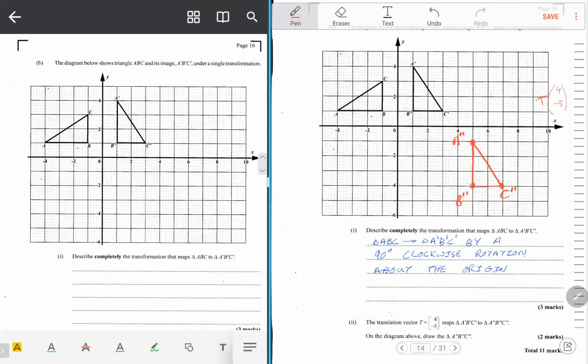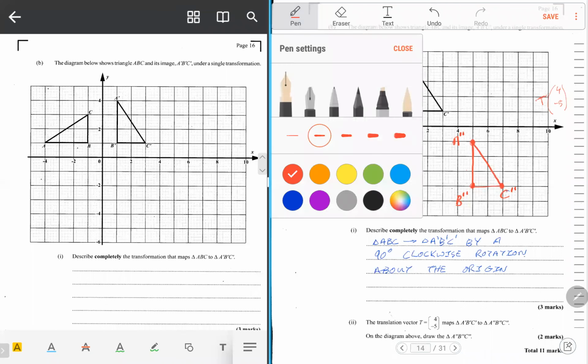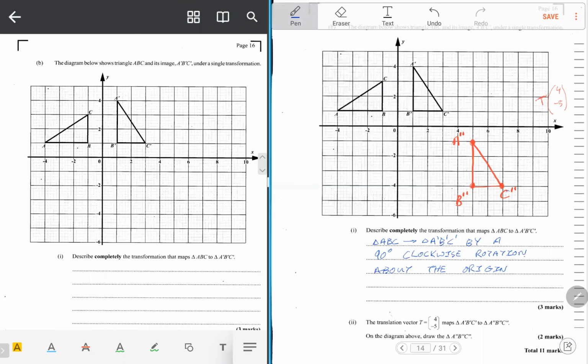Under the translation, 4 units to the right, 5 units down, use blue and mark it out. This is 4, and this is -5. You go down 5 to go from E to E prime, and after that, do it with each point. All right. Next question.